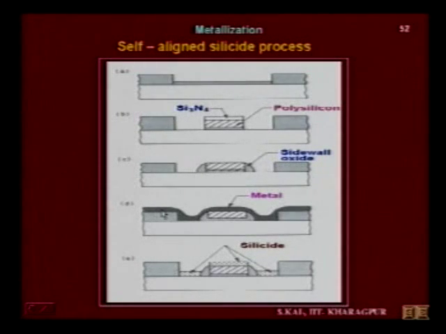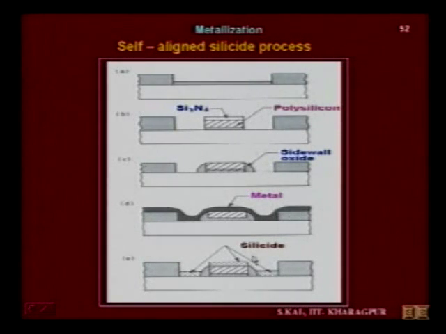But wherever silicide is formed, that silicide cannot be dissolved by the metal etching solution. Isn't it? Because silicide is a different material. So at this particular position, silicide will not react. Here it will not react. And in this particular region, the polyside will form and that will not react with the metal etching solution.